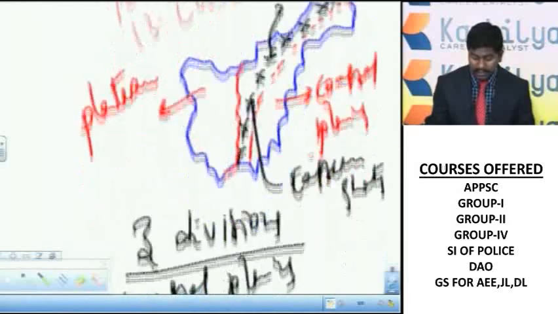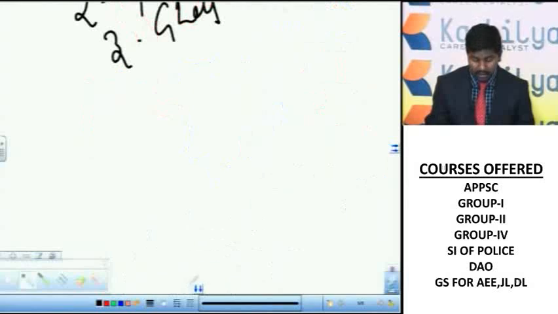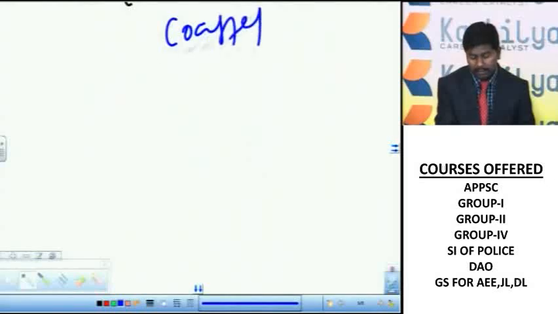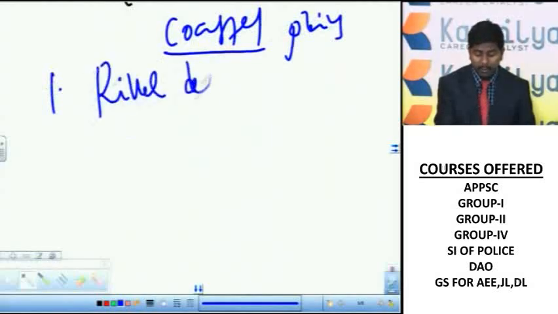Here all these areas which are located to the east, near the Bay of Bengal. So the areas which lie nearer to the coast of the Bay of Bengal, all these regions are nothing but the coastal plains of Andhra Pradesh. So these coastal plains are formed due to river depositional activity.